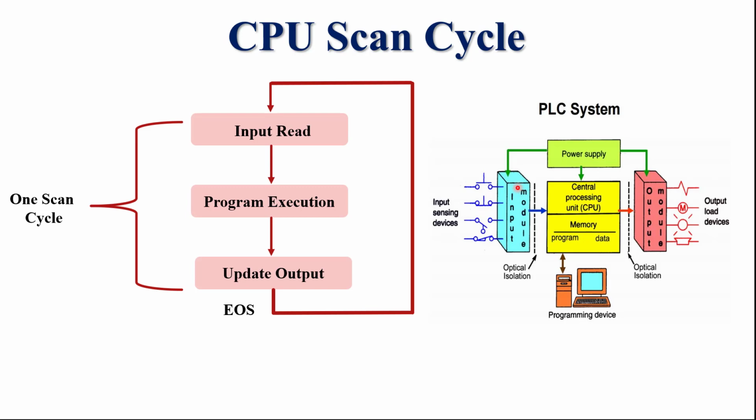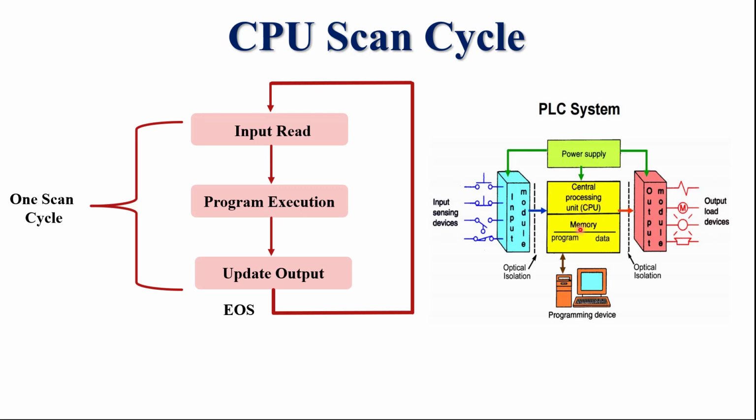This electrical signal is given to the input module. Now the function of the input module is to provide interfacing between the input sensing device and the central processing unit. It means it converts the electrical signal into a digital signal that can easily be processed by the CPU. Now what does the CPU do? The CPU also contains memory.